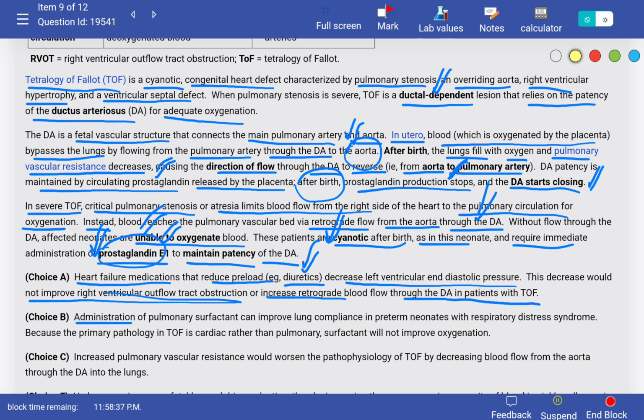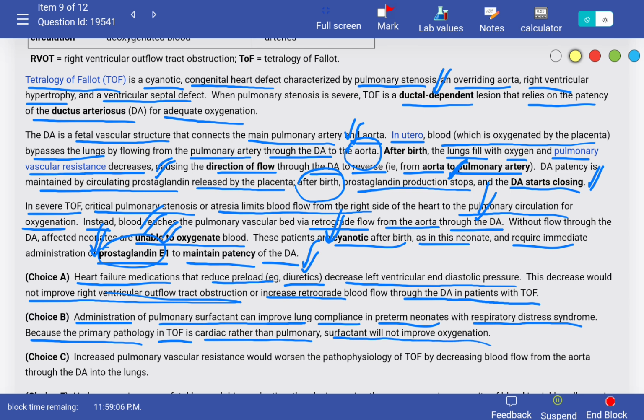The administration of pulmonary surfactant can improve lung compliance in preterm neonates. But in this case, the baby is roughly normal because he has been delivered at 35 weeks, so not with respiratory distress syndrome, right? Because the primary pathology in tetralogy of Fallot is cardiac rather than pulmonary, surfactant will not improve oxygenation.